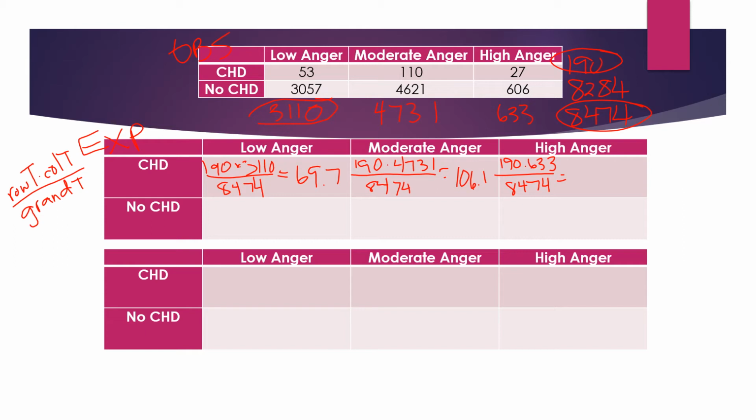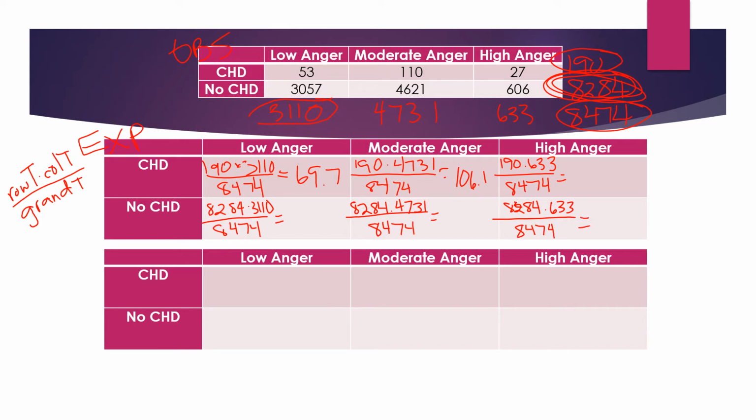I'm going to go ahead and write down the math for the second row. When you move to the second row, you have 8,284 people without heart disease times your column total. I'm back to the low anger. My column total there is 3,110 out of your grand total, 8,474. When you move to the next one, your row total is still 8,284, but now you're looking at the moderate anger column, 4,731 out of your grand total. And for the last cell here, you have your row total times your column total for the people with high anger over their grand total.